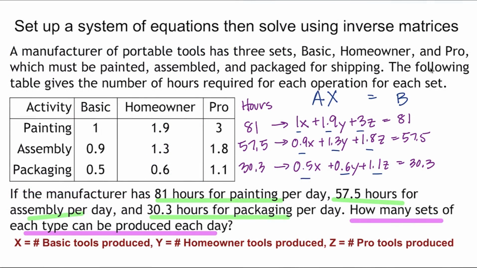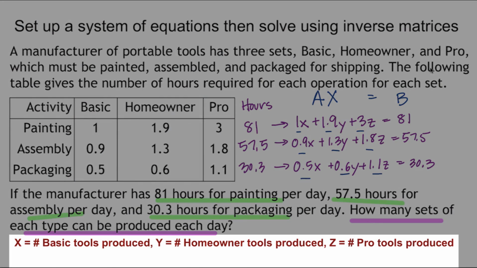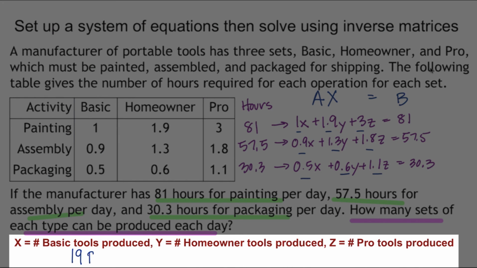So since our answer was 19, 20, and 8, that means that they can produce 19 basic tools, 20 homeowner tools, and 8 pro tools.